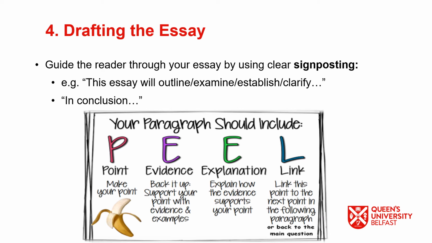The PEAL acronym is really valuable here in helping you to structure each of your paragraphs. These should each have a mini kind of structure of introduction, main body and conclusion, and you might structure a paragraph according to PEAL. So P, giving your point, E, giving your evidence, supporting your point with examples or with supporting material. E, explanation, so elaborating a little bit more, explaining how the evidence supports the point that you've given, and then linking either to the following point in your next paragraph or potentially back to your main question, illuminating how this relates back to the overall question or to the overall topic.